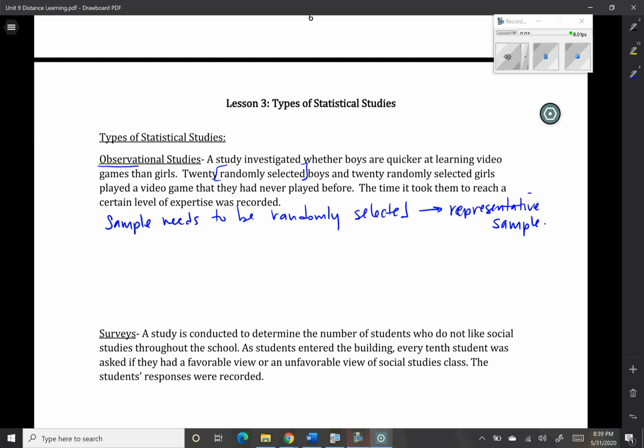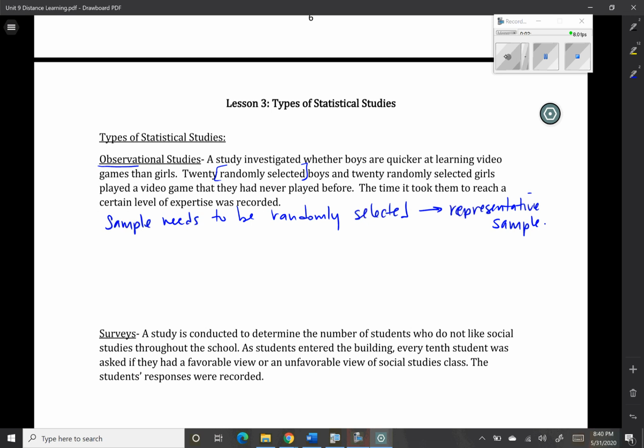So I would go through and maybe give every single boy and girl a number in the school and then randomly choose 20 boys' numbers and 20 girls' numbers. This would ensure that I am not stacking it so that all the good boys that play video games I'm picking from for my survey. It represents the whole sample, the whole population of what we're trying to sample here.